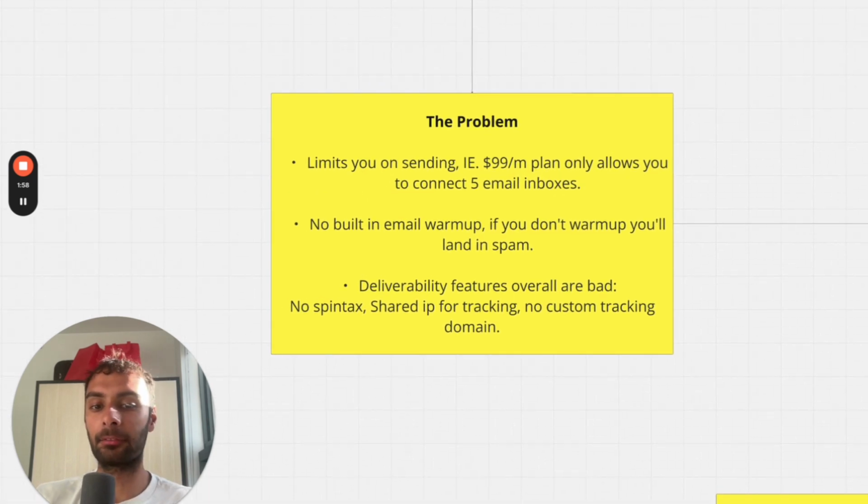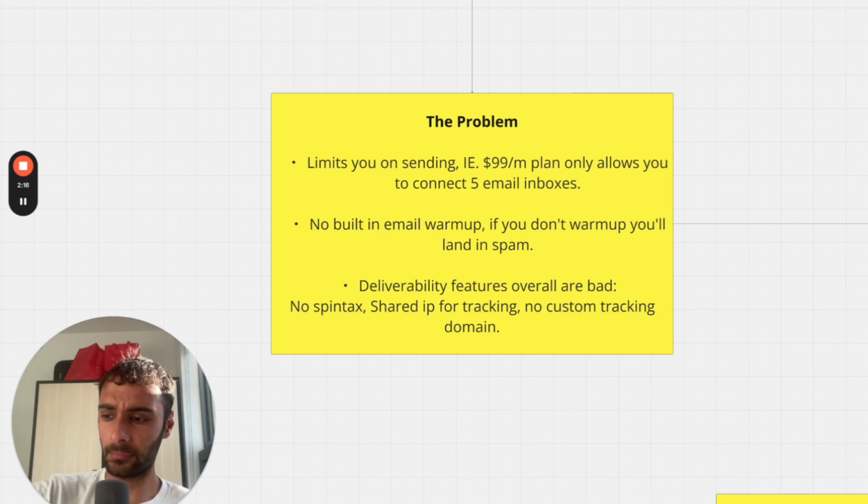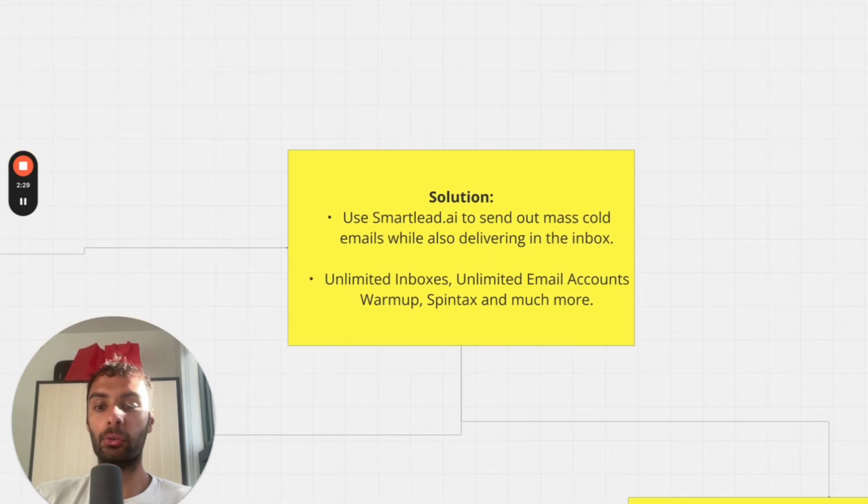And finally, the deliverability features overall are bad. This kind of goes back to warm-up, but there is no spintax, there is no shared IP for tracking, and there's no custom tracking domain. So the overall deliverability features on Apollo are pretty bad. Like I said, I'm not here to dog on Apollo again, but it's not a cold email sending tool. It's a lead generation tool to get leads, yeah, but it's not a tool to use to send out cold emails, right?